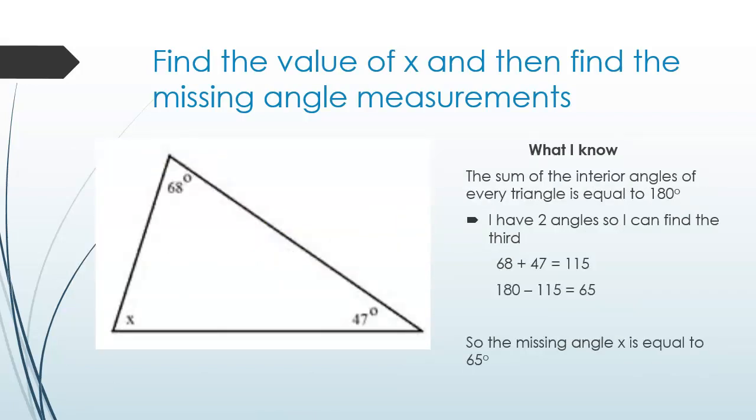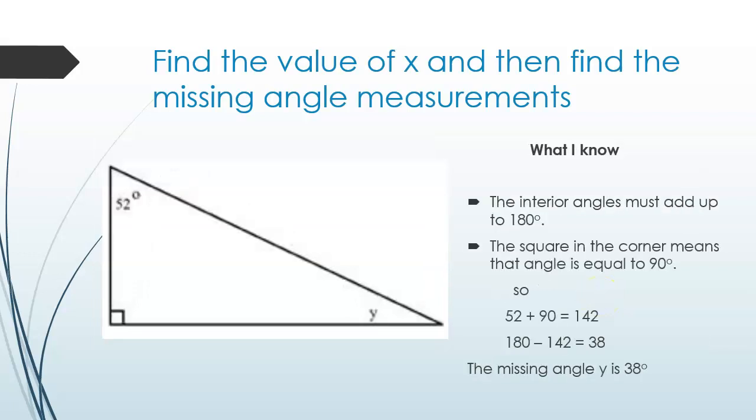Triangles, the missing angle of a triangle. If you have two angles of any triangle, you can get the third one by subtracting from 180. Here's the math. Here's another triangle. You know this is 52 degrees. You also know that this square tells you it's 90 degrees. Add these two angles together, subtract from 180, which is the math that I've done here. So you know the angle here is 38 degrees.